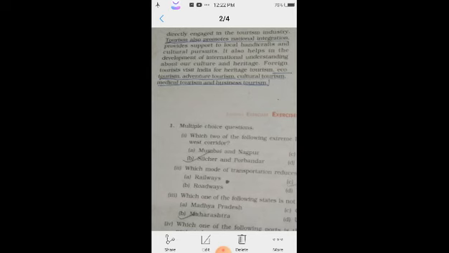Then Rajasthan, Goa, Jammu and Kashmir, and the temple towns of South India are important destinations of foreign tourists in India. Which are the main destinations for foreign tourists in India? Rajasthan, Goa, Jammu and Kashmir, and the temple towns of South India. These are the main points of attraction.